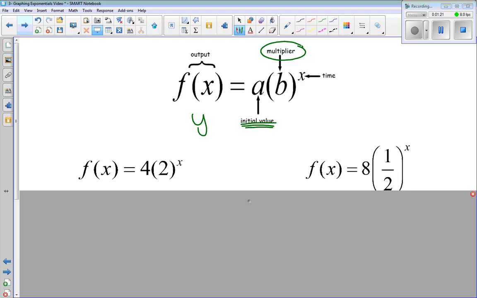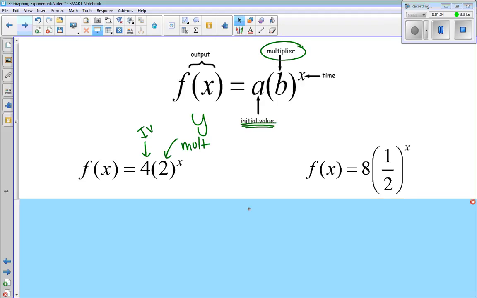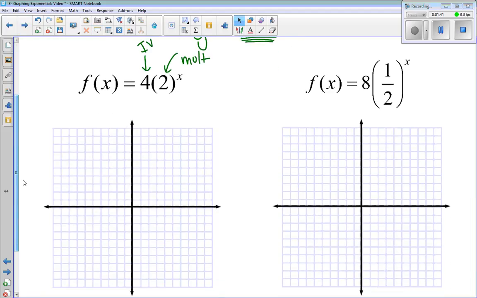Okay, so here we have two examples. From these, we can identify both our initial value and our multiplier. Both of these are going to be very important for graphing it. So let's go ahead and give that a shot. All right, so the initial value is pretty simple. Our initial value is just our y-intercept. Okay, so initial value is the same thing as the y-intercept.